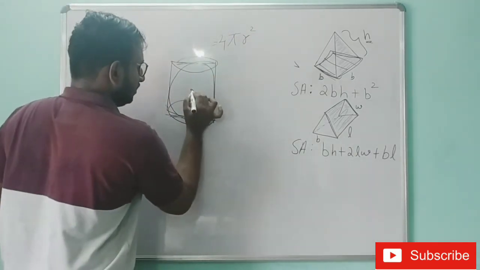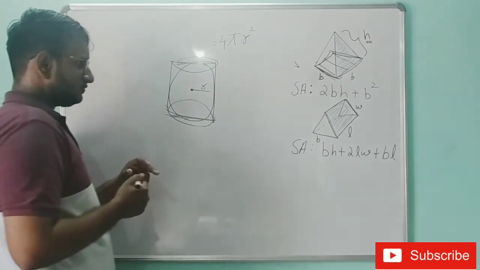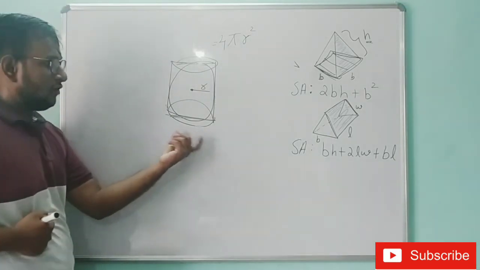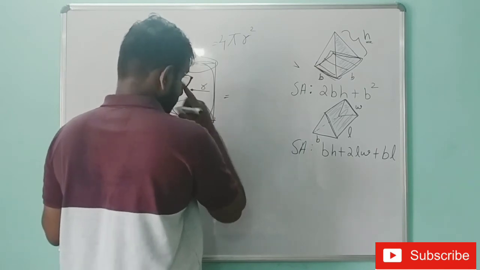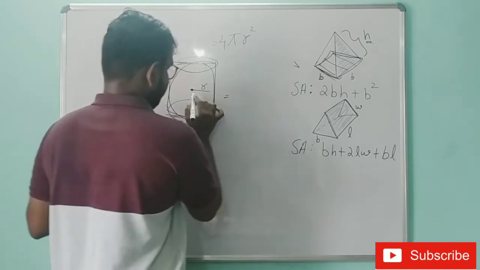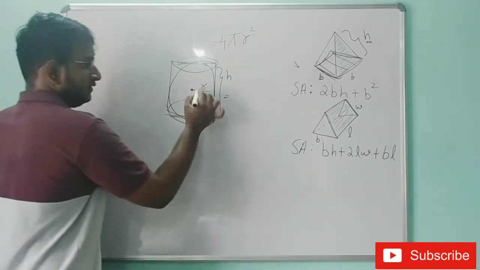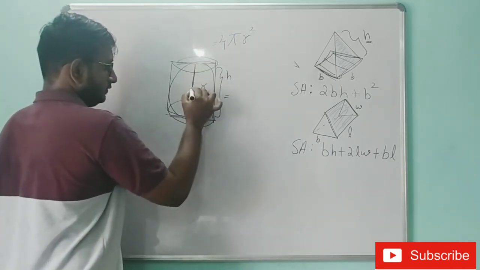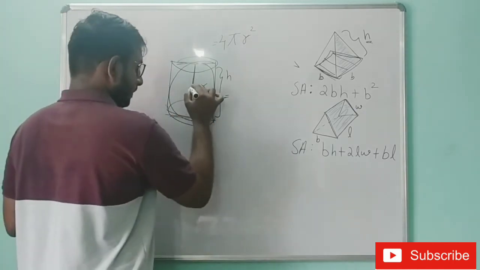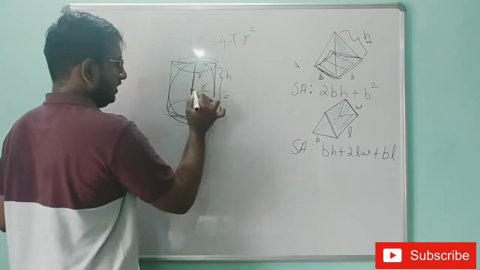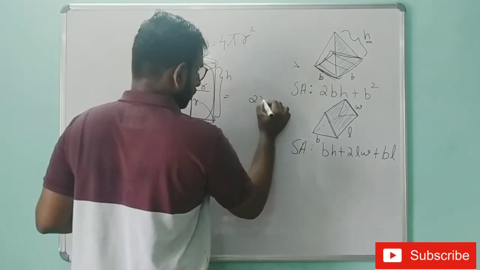So what is the radius of the sphere? It will be R, and we know the formula for the cylinder. What is the height? This is the height, which is nothing but 2 R's. This portion will be R, and this portion will be R. So together we have the height, which is nothing but 2r.